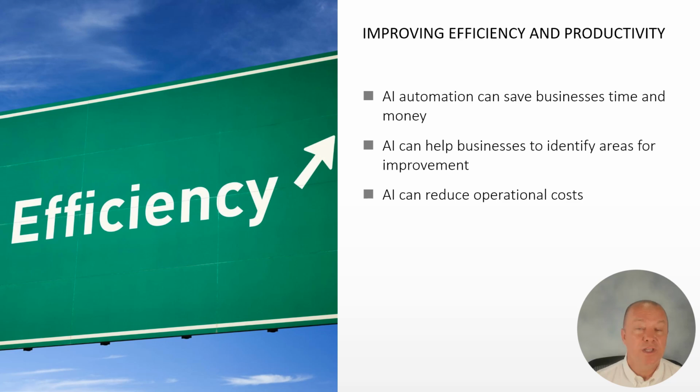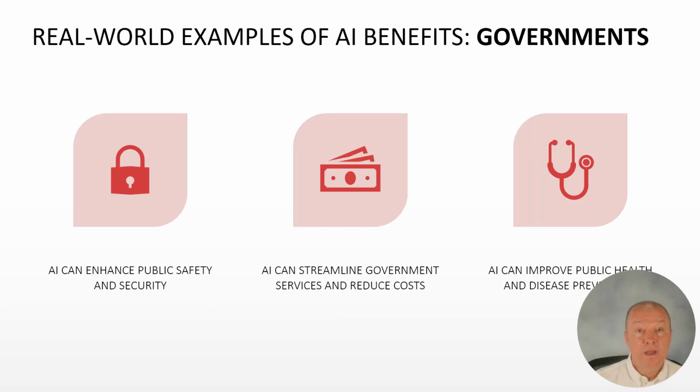So the organizations that use AI to save time and money, to help them identify areas for improvement, that use AI to help reduce operational costs, naturally become more competitive. Organizations that fail to adopt AI naturally become less competitive, which is an AI risk. Other real-world examples of benefits of AI include those in government, where AI can enhance public safety and security, where it can streamline government services and reduce costs, and where it can even potentially improve public health and prevent disease.